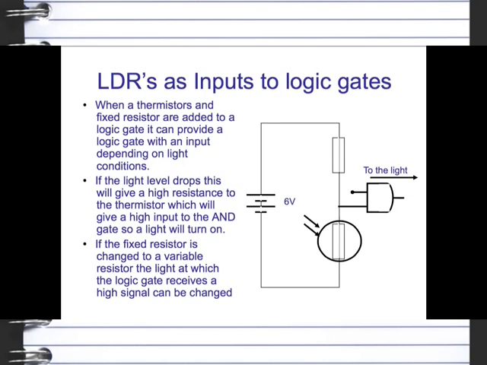Now, in exactly the same way, we've got an LDR, which is a light dependent resistor. As the light shines in, you have a low resistance. So when the light level drops, the resistance increases, meaning that out of here we'll have a high input. Again, with our fixed high input here, you've got A as a high and B as a high, meaning that you can turn the light on.